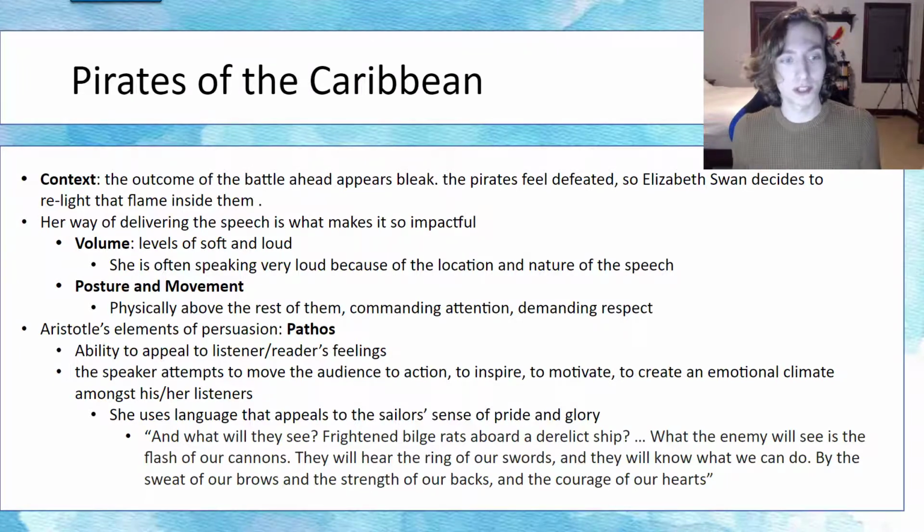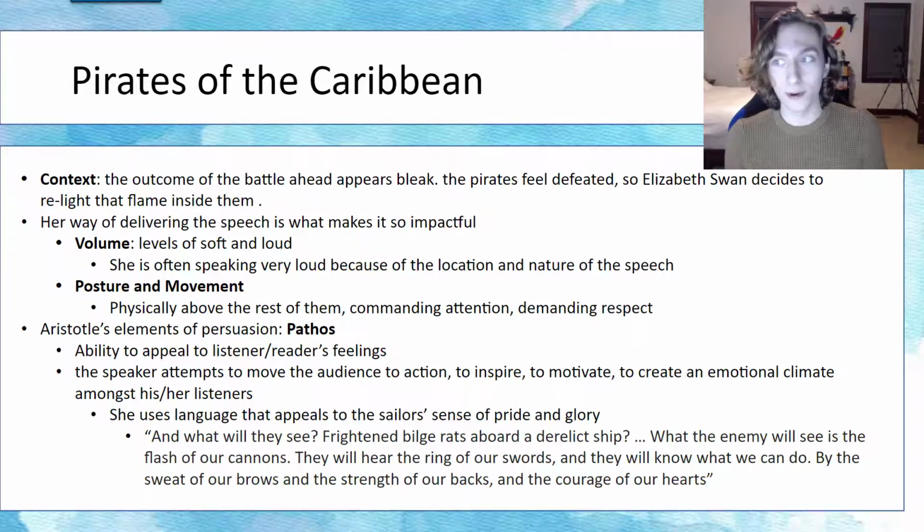And we also have posture and movement in her presentation. Now, she's physically in the scene above the rest of them. She climbs up onto the side of the ship and holds onto a rope, so she's above everybody, and that commands attention and respect from the rest of the crew. So everyone can see her and you hear her fine, and they see that she is above them and in position of command in this case. So of course they're going to listen to her because she is their superior.